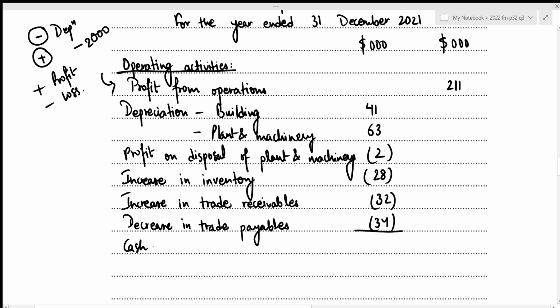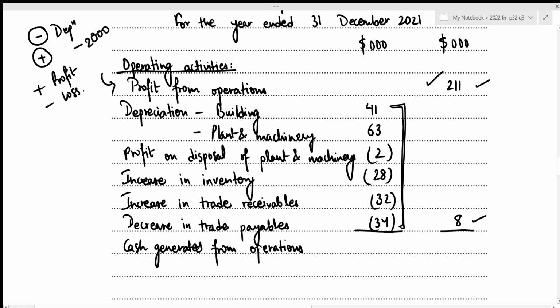So cash generated from operations. So the cash generated from operations is going to be the sum of these amounts and this amount. So let's first figure out the sum of these amounts. That will be 41 plus 63 minus 2 minus 28 minus 32 minus 34, which results in 8. Now, our cash generated from operations is just going to be 211 plus 8, which results in 219.